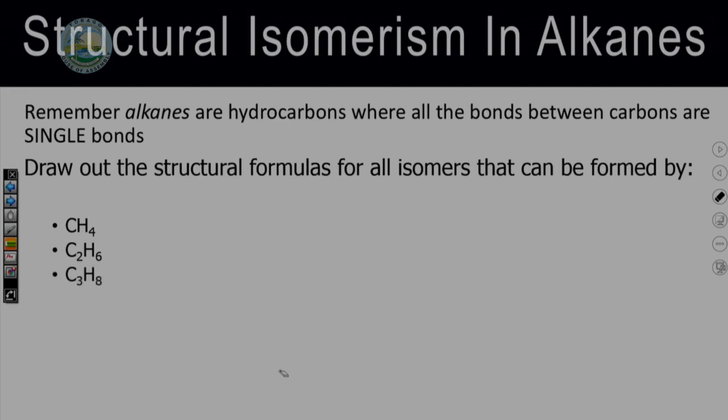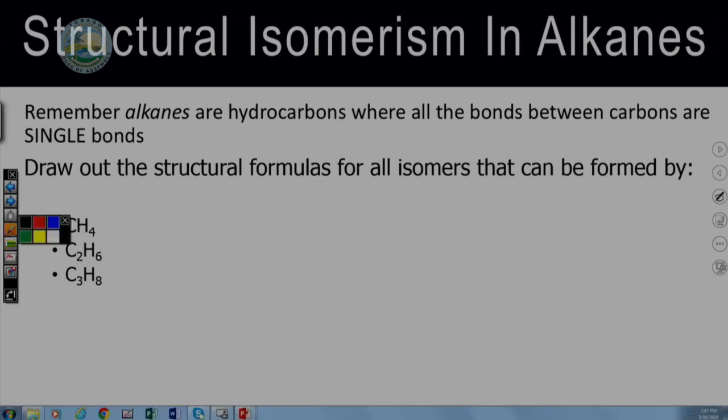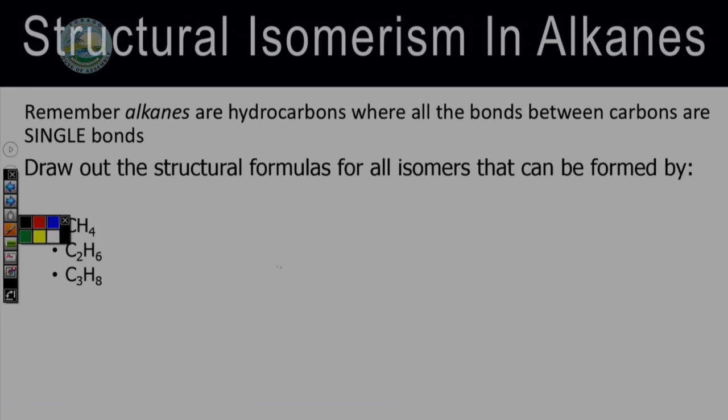Next one, we have C3H8. So let's look at it. Oh, so yes, maybe we can get something from this one here. C1, 2, 3. So we are putting single bonds because we have an alkane, right? And our hydrogens are the bonds that are going to be around.